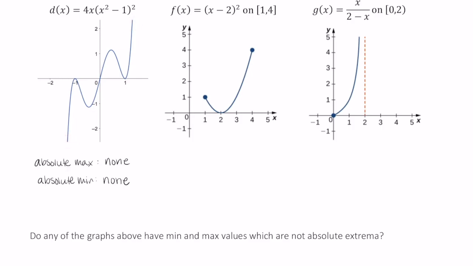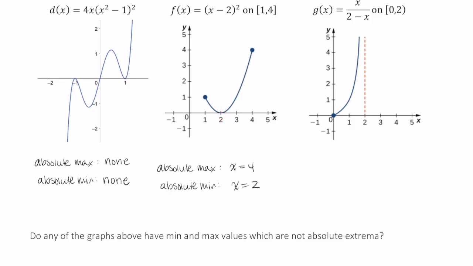Next, I have f of x equals x minus 2 squared, and here the domain is restricted. If we didn't restrict this domain, this would just go on and on in both directions, and we would have no absolute maximum, but we would have an absolute minimum here. But since we restricted our domain, we have both an absolute maximum and an absolute minimum. The absolute maximum occurs here when x equals 4. The absolute minimum occurs here when x equals 2.